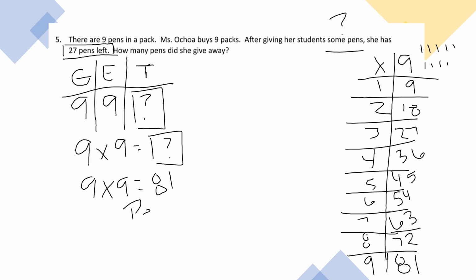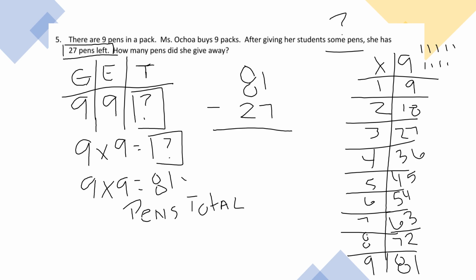She had 81 pins total. But she gave away some pins, and we don't know how many that is. She gave away some pins and she has 27 left. So to figure that out, we take our total of 81. We subtract the pins that she has left, and that will tell us how much she gave away.